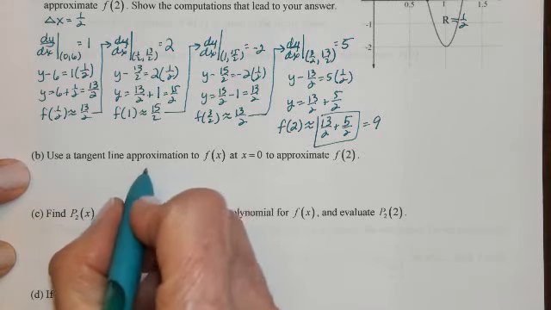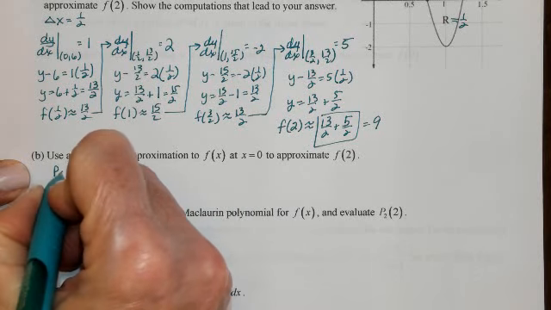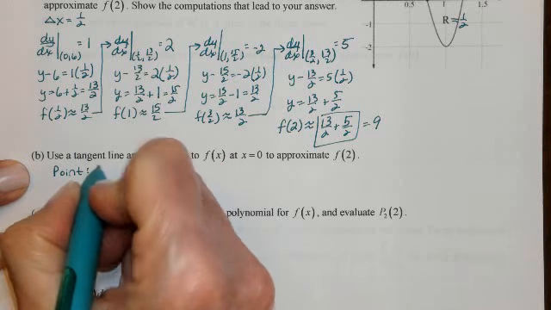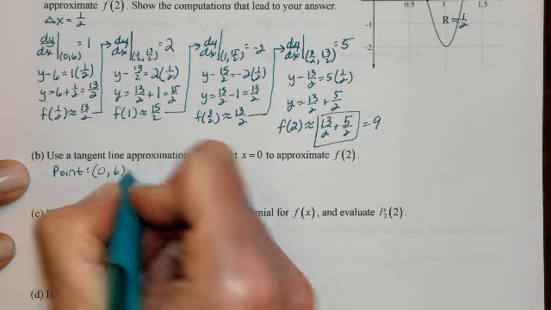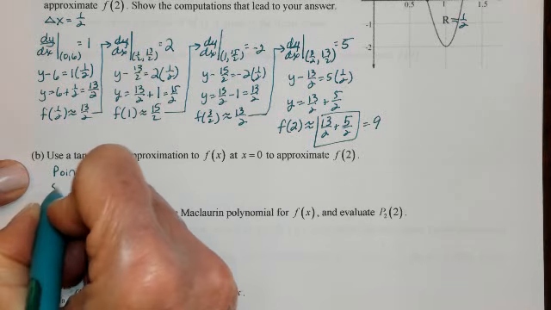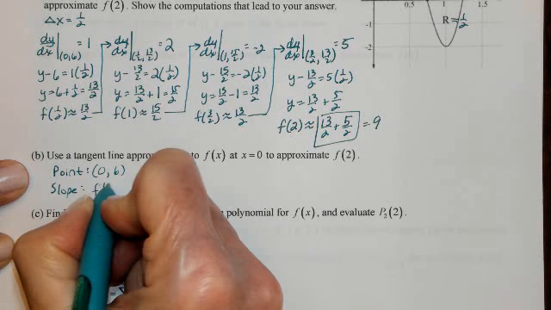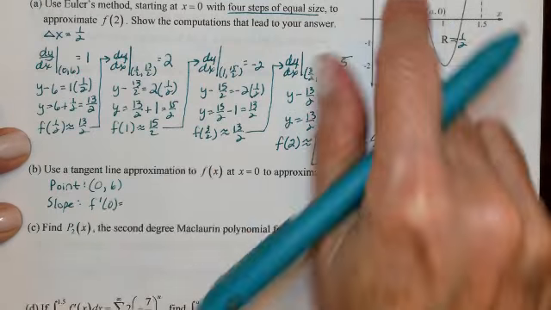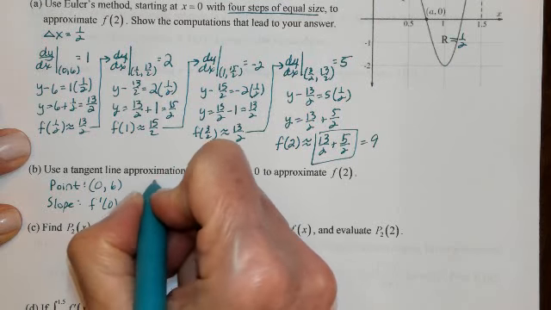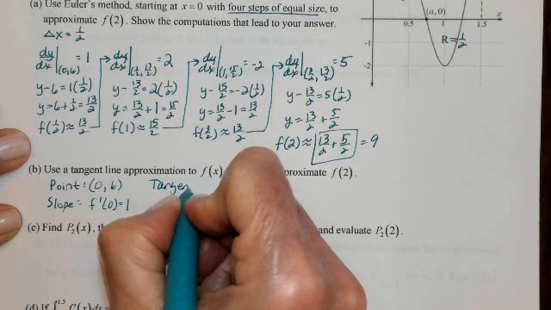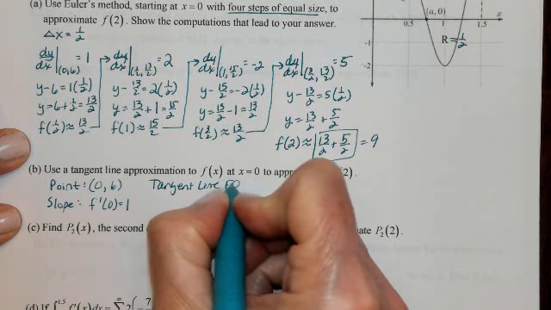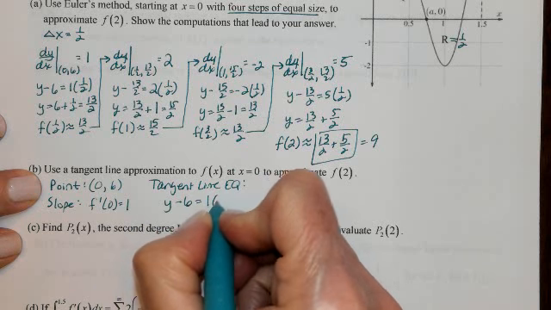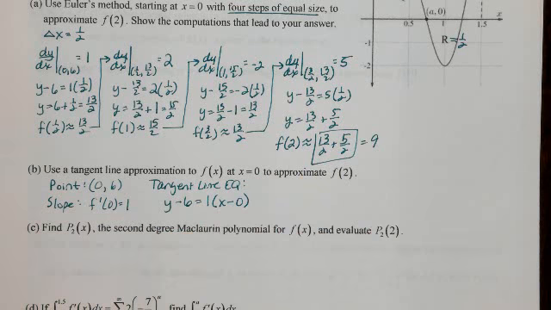So if we're using a tangent line, first I'm going to find the equation of the tangent line. The point is 0, 6. We were given that. And the slope, f prime of 0. Remember our f prime of 0 is 1. So our tangent line equation will be y minus the y value is equal to the slope times x minus the x value. That's it.